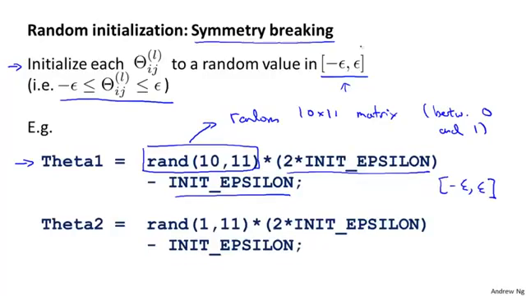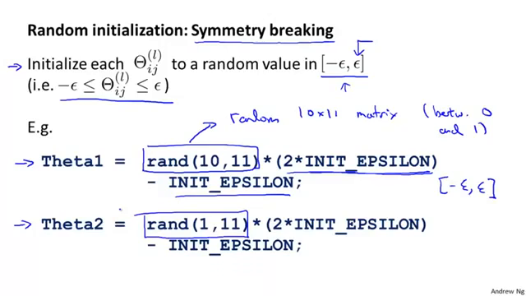And incidentally, this epsilon here has nothing to do with the epsilon that we were using when we were doing gradient checking. So when we're doing numerical gradient checking, there we were adding some values of epsilon to theta. This is an unrelated value of epsilon, which is why I'm denoting it INIT_EPSILON, just to distinguish it from the value of epsilon we were using in gradient checking. And similarly, if you want to initialize Theta2 to a random 1 by 11 matrix, you can do so using this piece of code here.